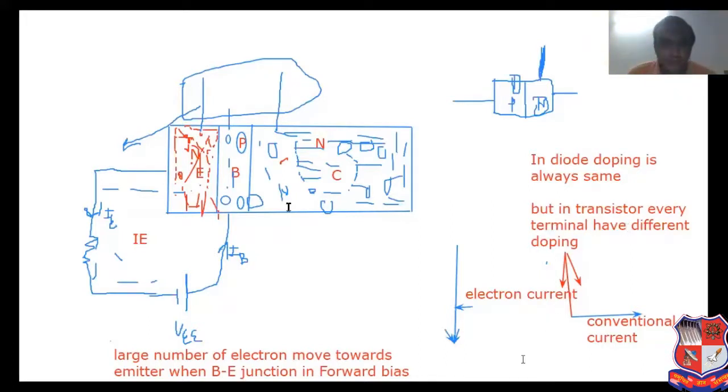Now, if the emitter receives the electrons from the battery, it will be able to emit the electrons. A large number of electrons flow inside the emitter.